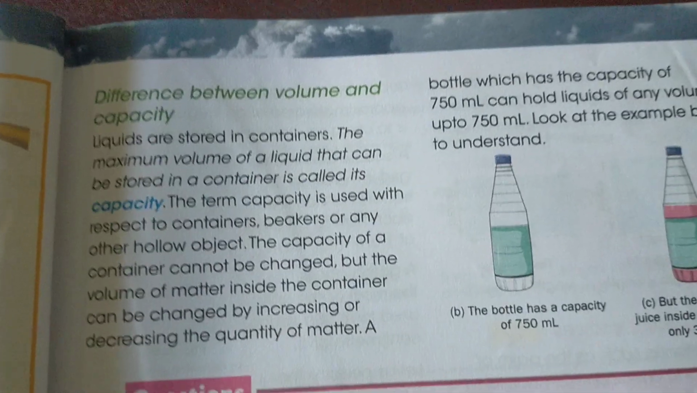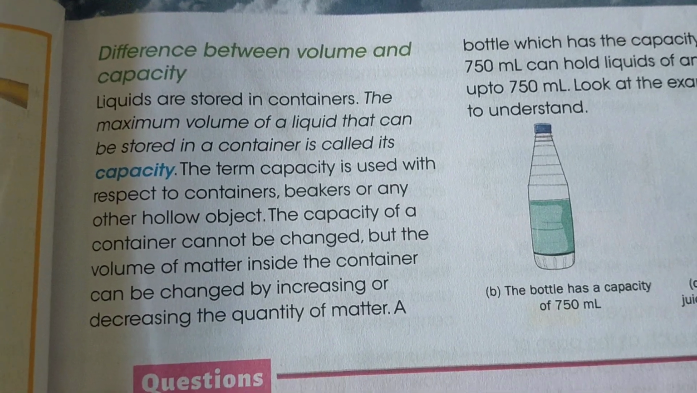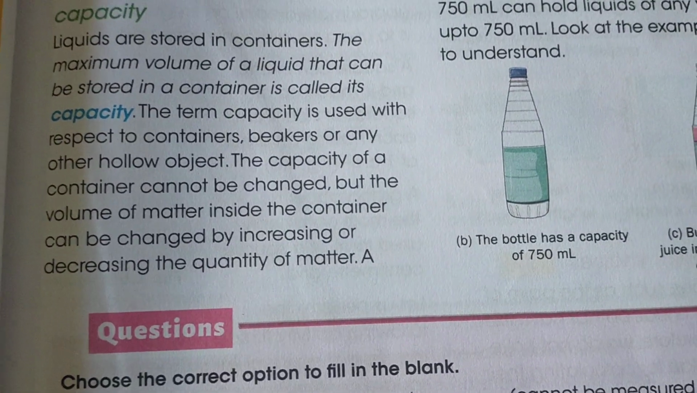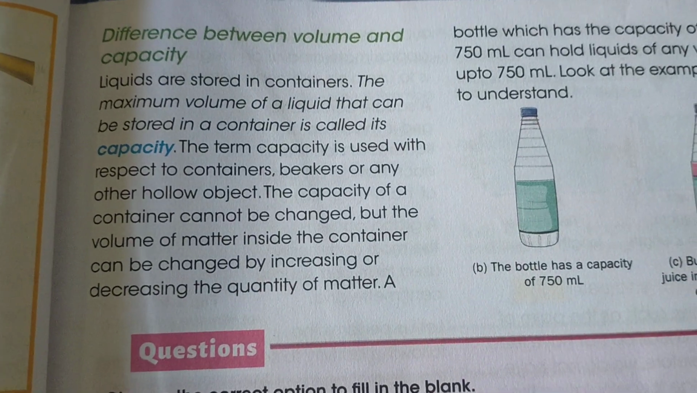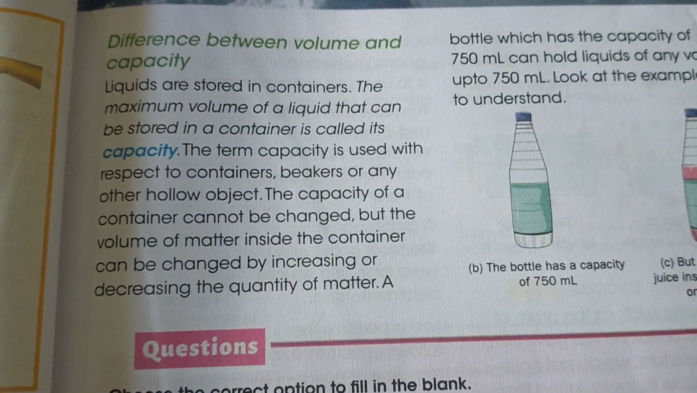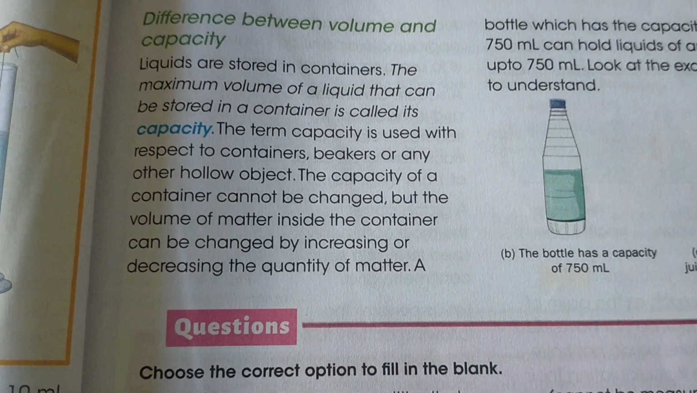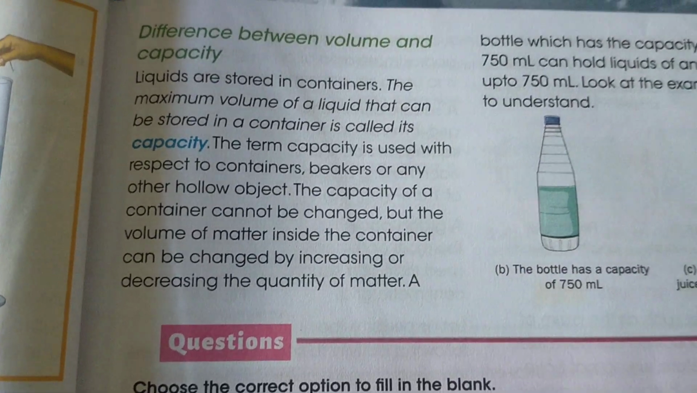Now there are two terms, volume and capacity. Just now we have seen that volume is the amount of space occupied by an object. If an object is occupying more space, then we say its volume is more. If an object occupies less space, then we say its volume is less. Now how it is different from capacity, we'll see now.